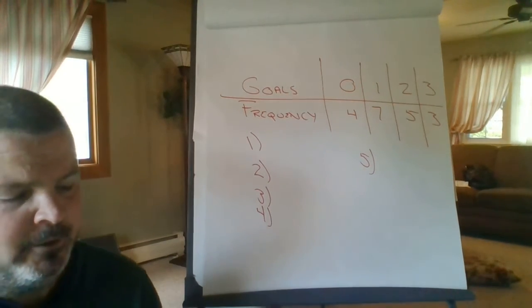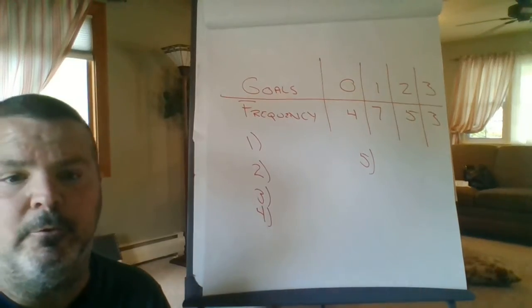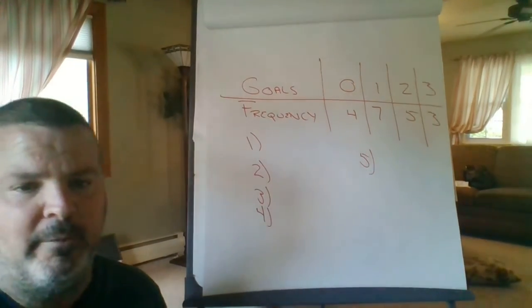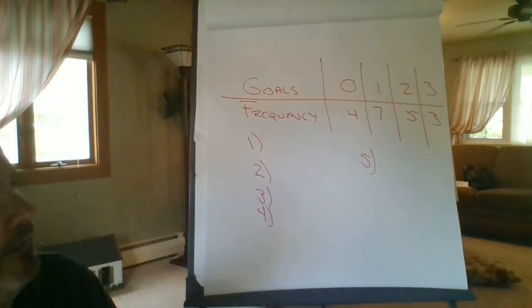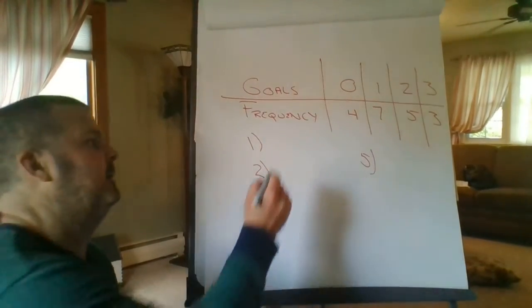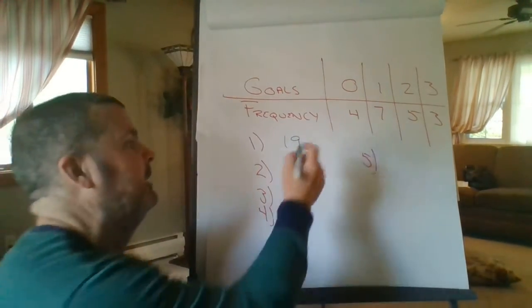All right, so to get number 1 that says how many games did the team play? Well, to get the total number of games they played, and we're going to need that for probability, we just add up all the frequencies. 4 plus 7 is 11, 5 plus 3 is 8, 11 plus 8 is 19. So number 1 would be 19 total games, so we're looking at C.